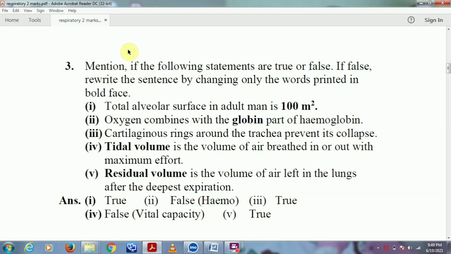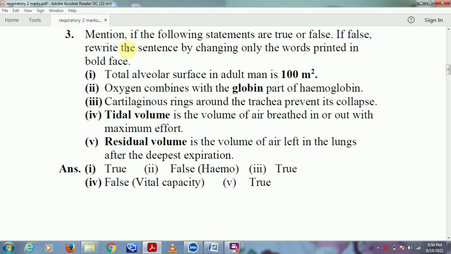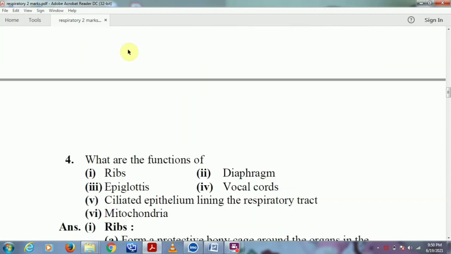The cartilaginous ring around the trachea prevents its collapse, that is true. The cartilaginous rings help the trachea not to collapse during contraction and relaxation. Tidal volume is the volume of air breathed in and out with maximum effort, that is false. It is the volume exchanged in and out in normal breathing, which we call tidal volume. Residual volume is the volume of air left in the lungs, that is true. So these are the true and false questions.